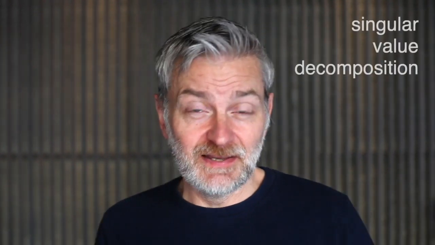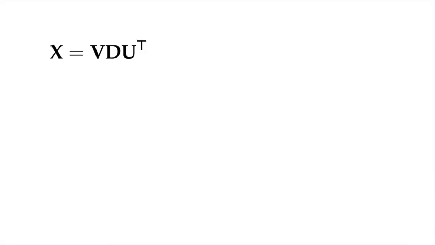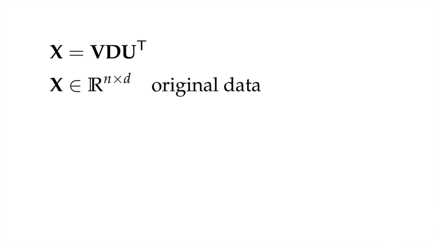We can alternatively express the same process in terms of the singular value decomposition. This is a standard decomposition of matrices into 3 distinct matrices that are multiplied together. We'll call those matrices V, D, and U, and the identity for singular value decomposition is that X will equal V times D times U transpose. In this expression, X is the original data matrix.